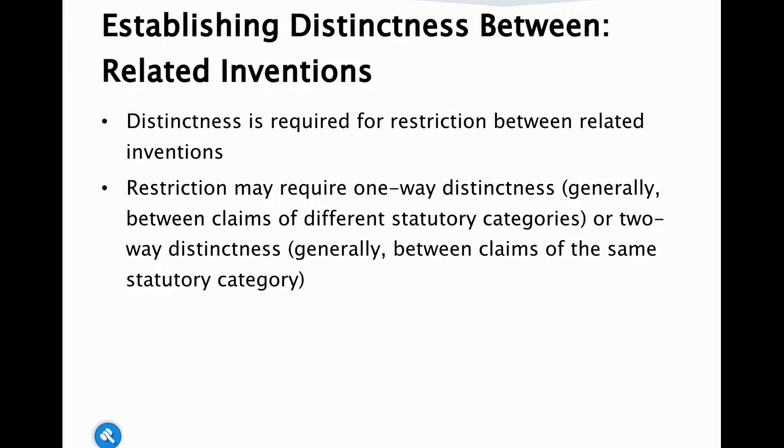Generally, one-way distinction is required between related inventions that belong to different statutory categories of invention, while two-way distinction is required between related inventions that belong to the same statutory category of invention. See MPEP 806.05 for a discussion of various pairs of related inventions.